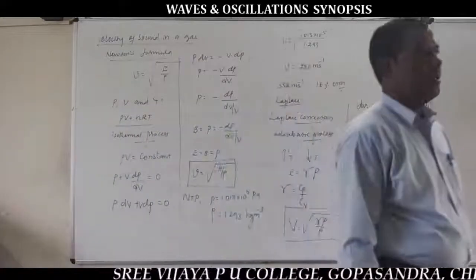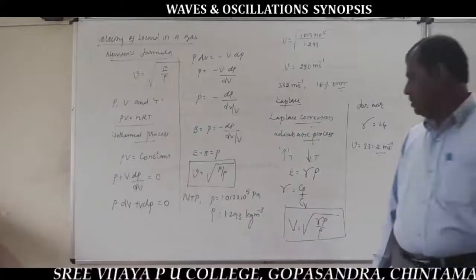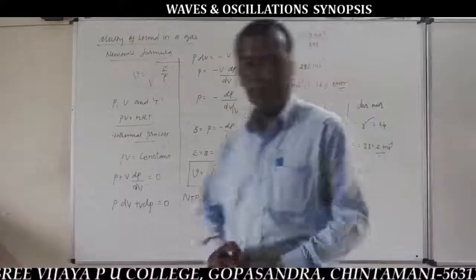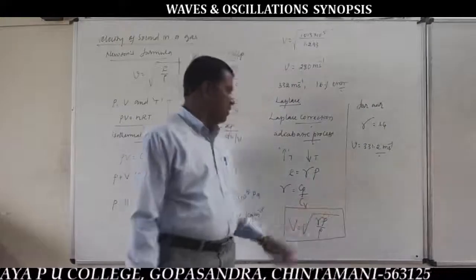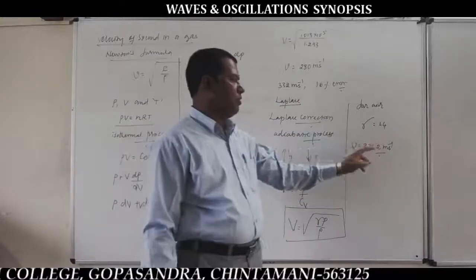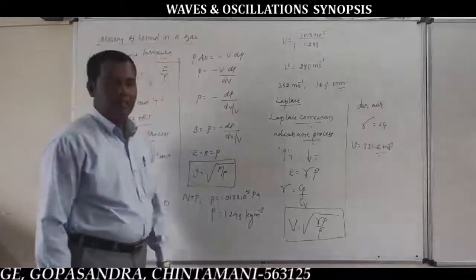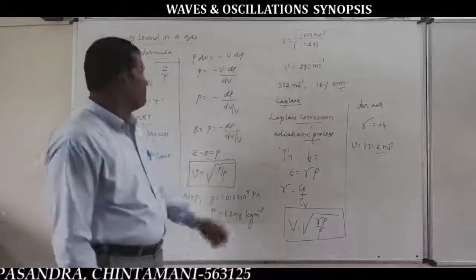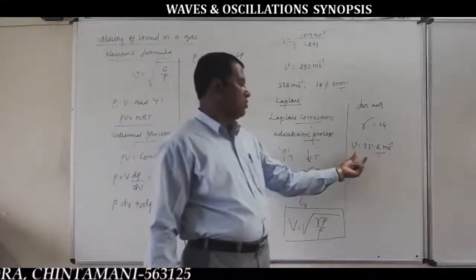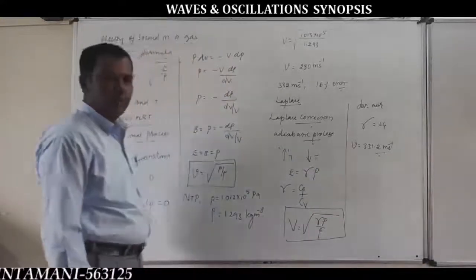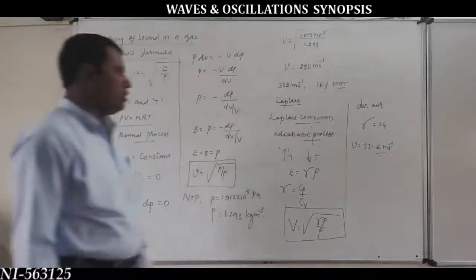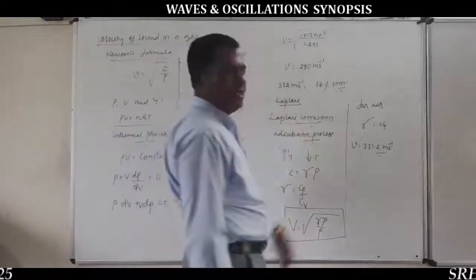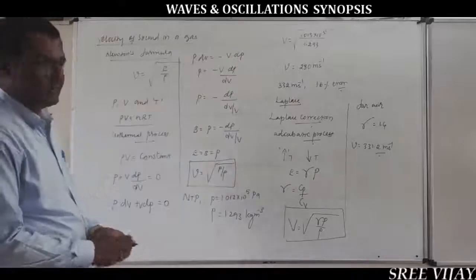Where gamma is the ratio of specific heat capacities at constant pressure and constant volume. Gamma is taken as Cp by Cv, and for air, gamma is taken as 1.4. Upon substituting the values in this Newton-Laplace formula, the speed of sound in gas comes out to be 331.2 meter per second, and this value is in good agreement with 332 meter per second.